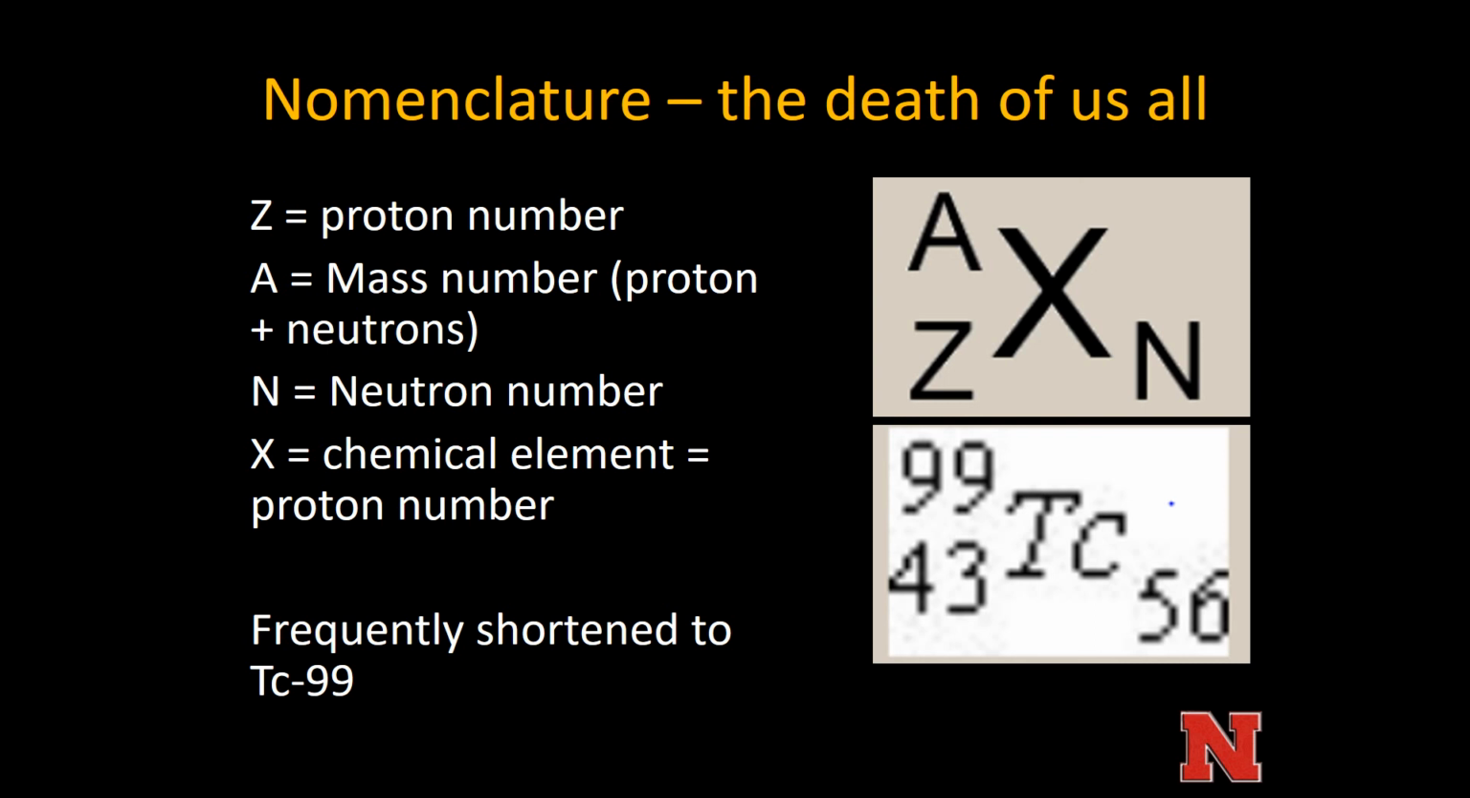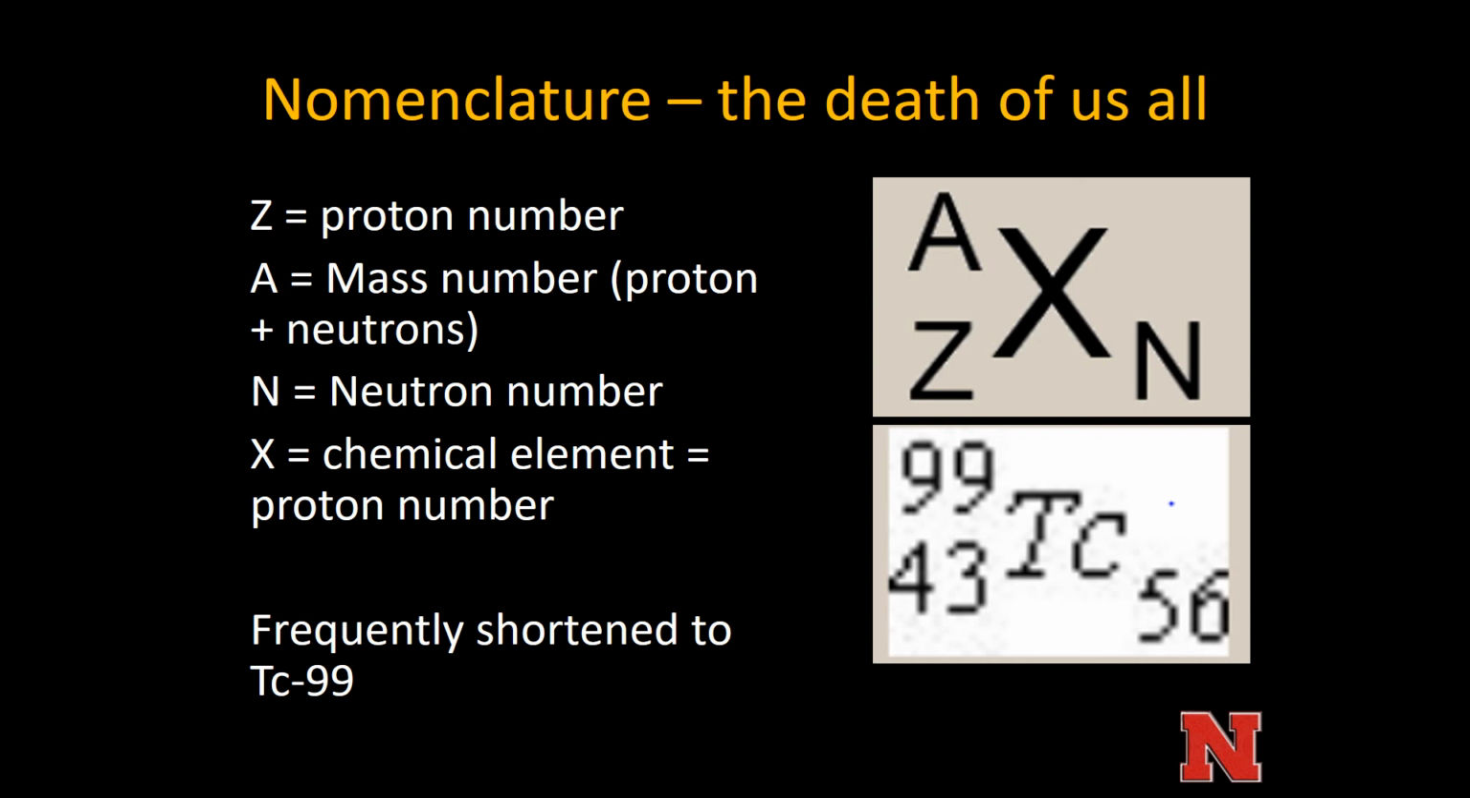So nomenclature is the death of us all. We have to know it, though. We have to be able to talk about it. So a lot of times, like if you're on a nuclear medicine rotation, people will talk about Tech 99 or Tech 99M. And what they're referring to is basically the nomenclature of different parts of the atom.